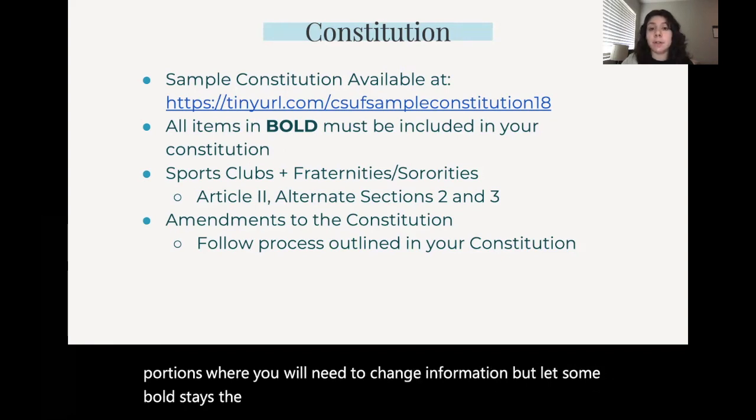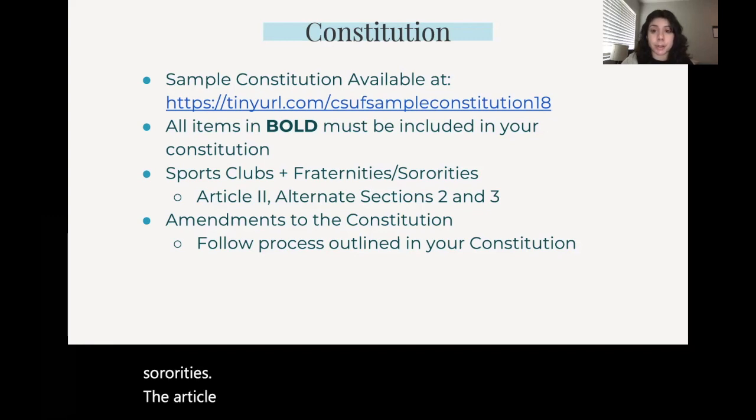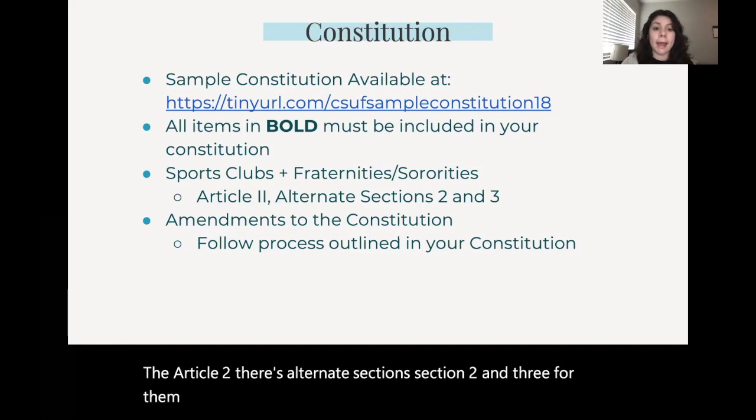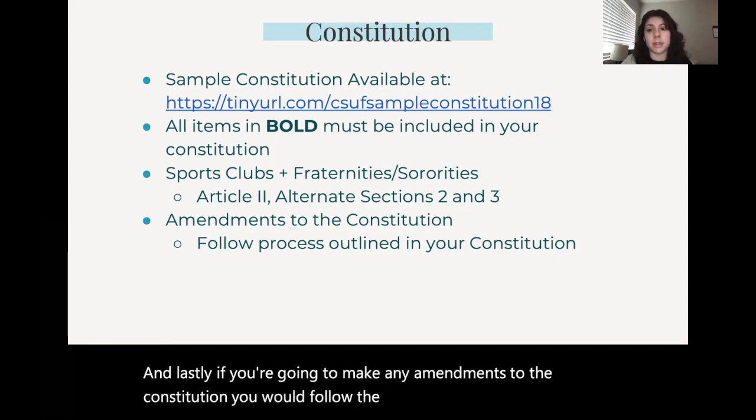For sports clubs and fraternities or sororities, in Article 2, there are alternate sections, Section 2 and 3, for them to use. And lastly, if you're going to make any amendments to the constitution, you would follow the process outlined within your constitution.